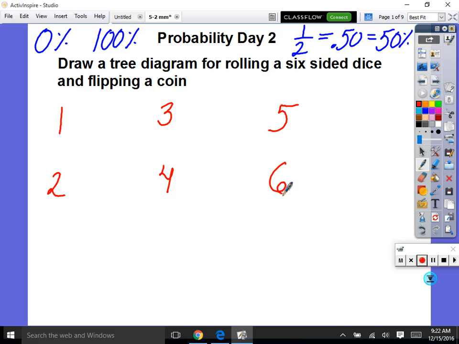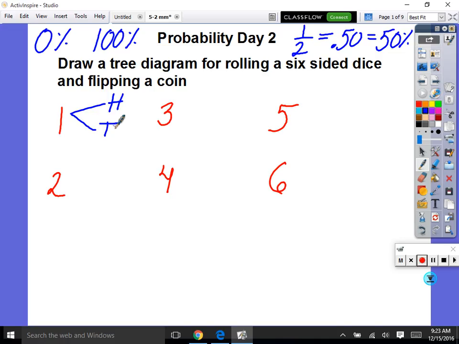Now 2 events, we're flipping a coin. We're just flipping it once, so there should only be 2 events. So we're flipping a coin. So remember, now we're going to branch out to show possible outcomes. So let's say we did roll the dice, we landed on a 1. Now we're flipping our coin. Are we going to land on a heads or a tails? So we're going to land on a heads or tails. So we could get a 1, then a heads. We could get a 1, then a tails.